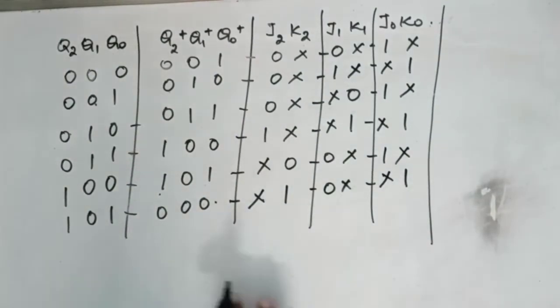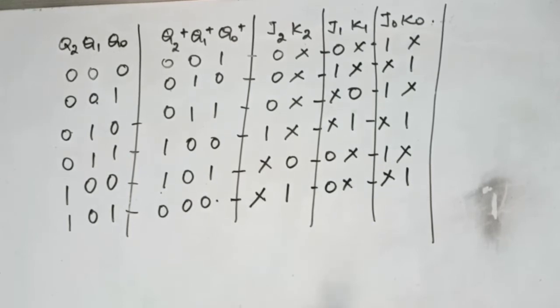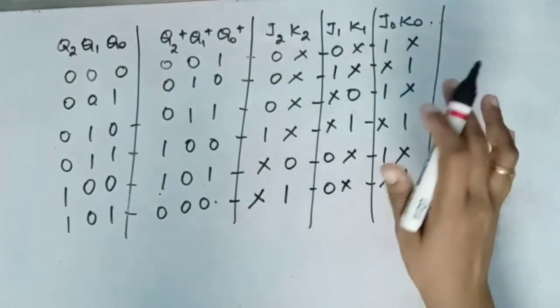Okay, so like in the other cases we have to draw the K-map for J2, K2, J1, K1, J0, K0. There will be 6 K-maps. You have to get 6 expressions and then draw the circuit. Now here there are some things which you should see.